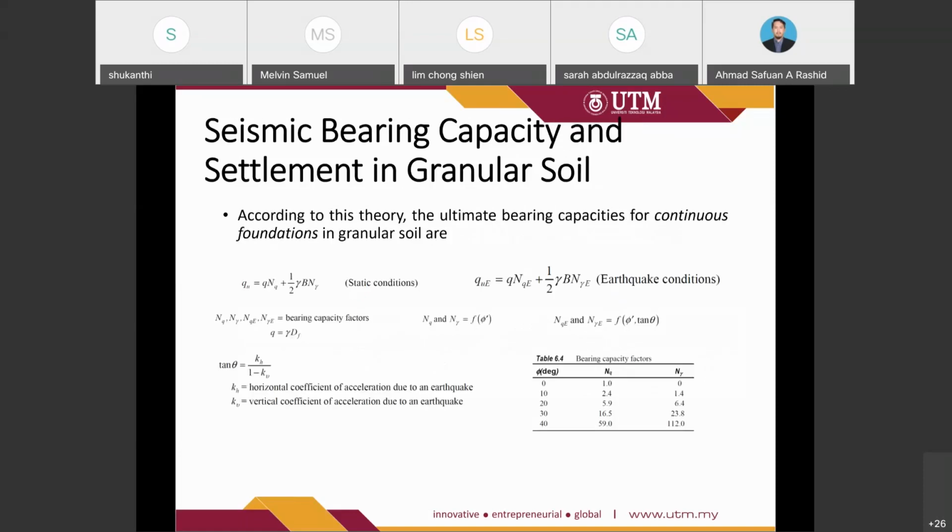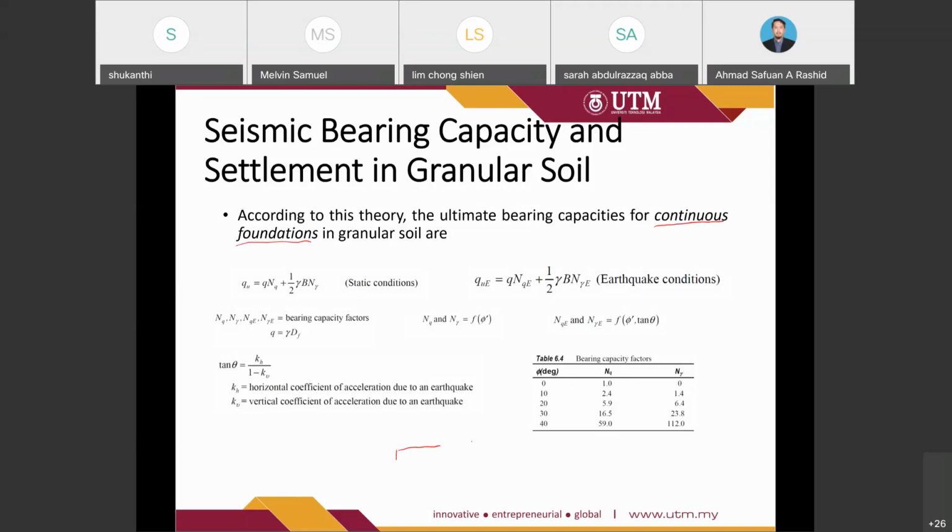So according to this theory, the ultimate capacity for continuous foundation in granular soil. In this example, the author concentrates on continuous foundation. What does it mean with continuous foundation? It is a strip foundation or strip footing.